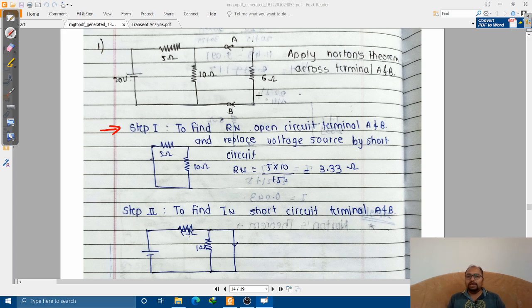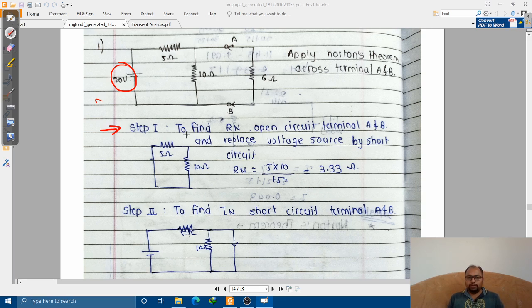So in that case, we are going to make open circuit to the terminals A and B, and we are going to make this voltage source short circuited. In order to make voltage zero, we need to make a short circuit. In order to make current equal to 0, we have to make an open circuit. So that is the meaning of replacing by their internal impedances, right?